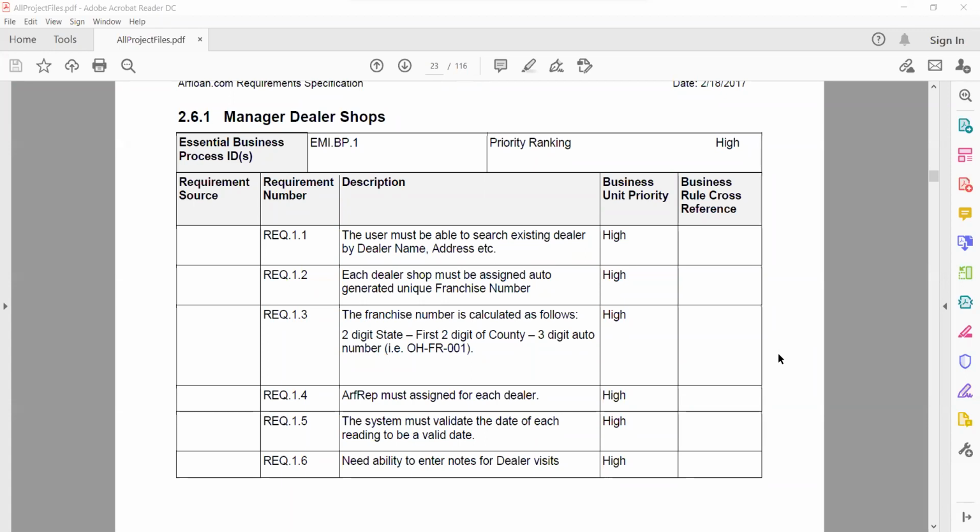and so on. It also talks about what the different functions are that the particular manage dealer shop module needs to have. So if I want to update a dealer, first I have to be able to find a dealer, right? So that's what requirement 1.1 specifies, that I should be able to search for a dealer using certain criteria. Any questions on this one?